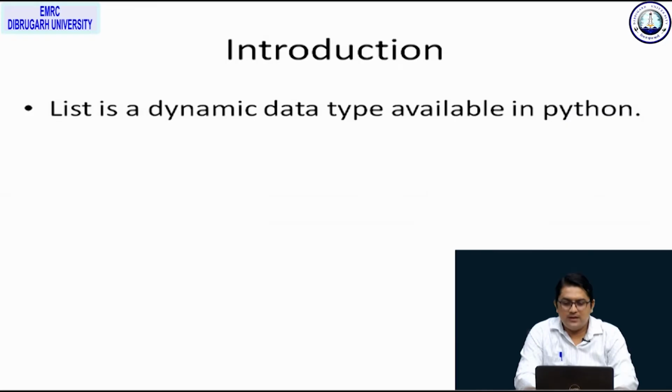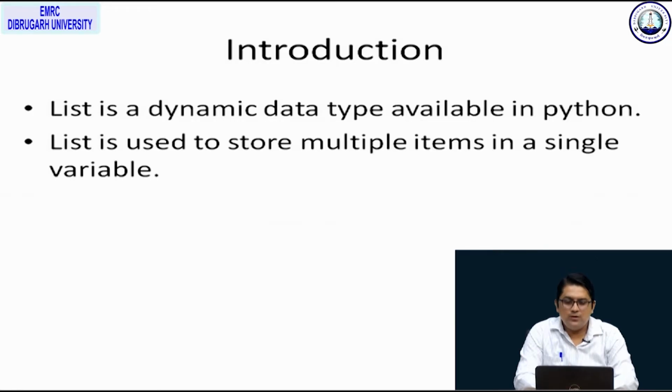So, list basically is a dynamic data type which is available in Python, and it is used to store multiple items in a single variable. That means, you can store more than one item using a single variable.